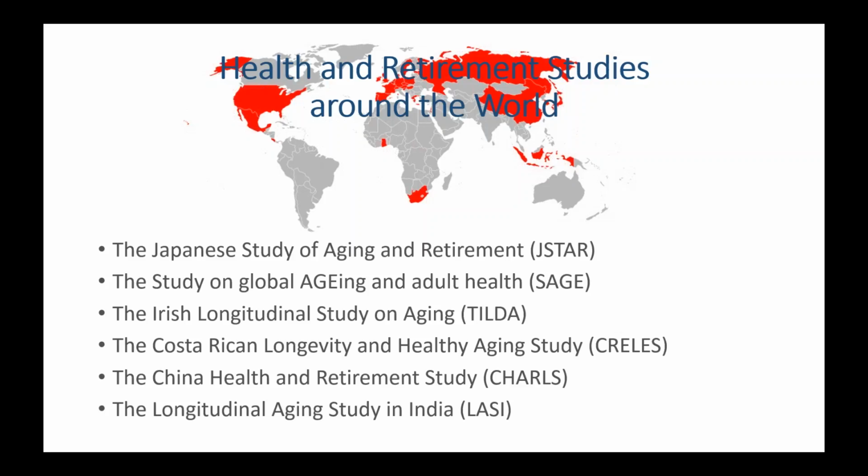These are people, a nationally representative Chinese population, age 45 and older, and their spouses. The CHARLS sample is drawn from 150 counties in 28 of the Chinese provinces. It's a very large survey.